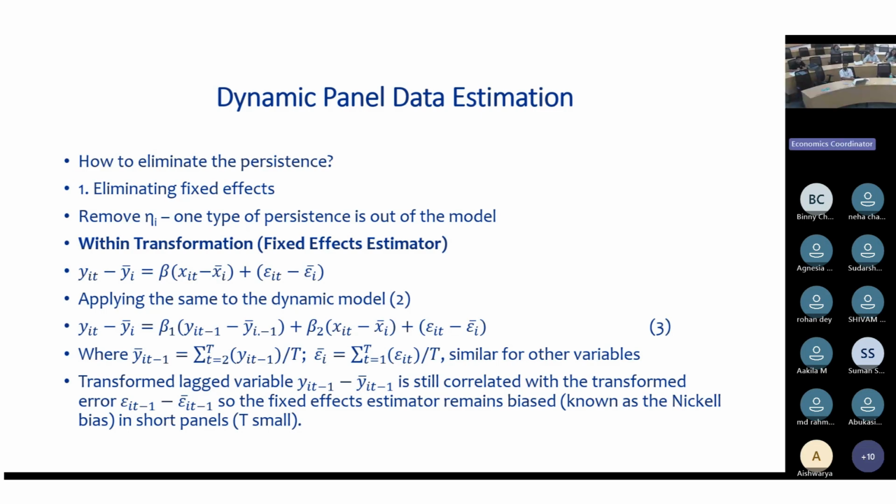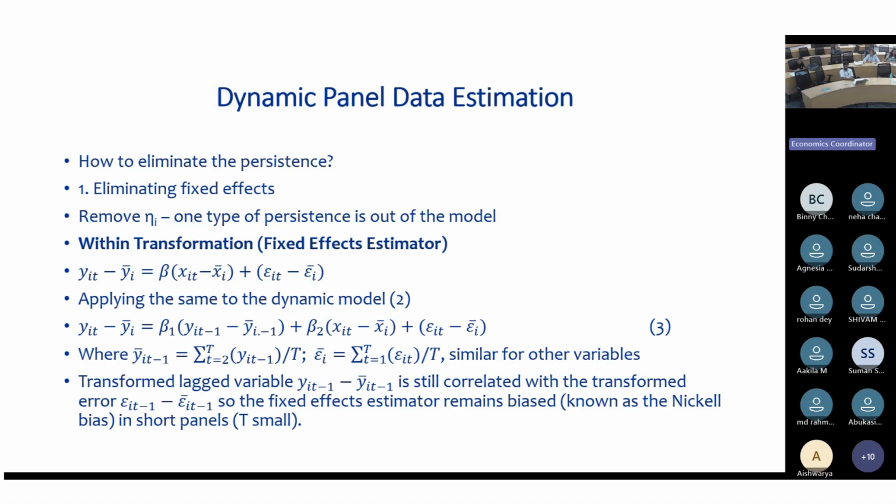This is what you studied in the morning: yit minus yi bar equals beta into xit minus xi bar plus epsilon it minus epsilon bar. We will extend it to the dynamic model. That is what is given in equation number 3.